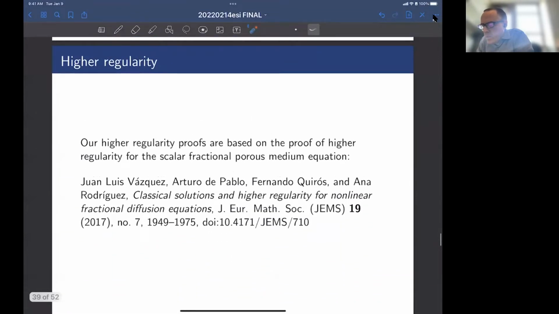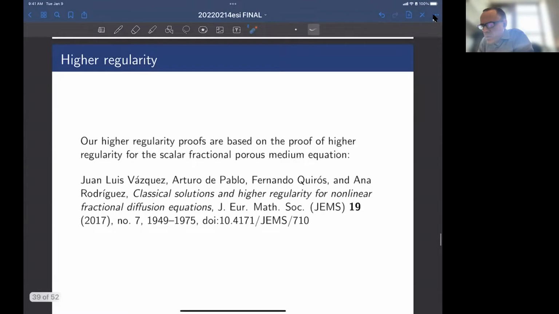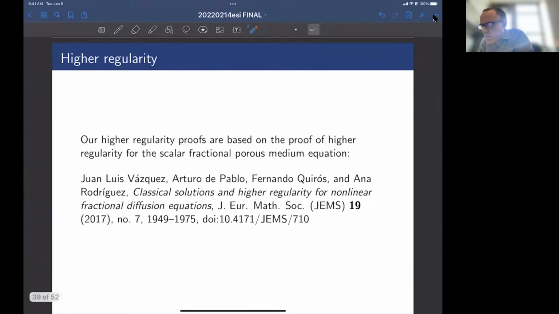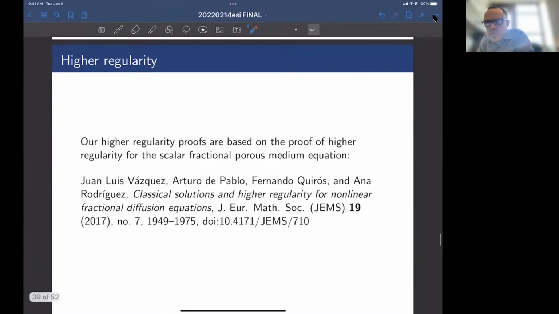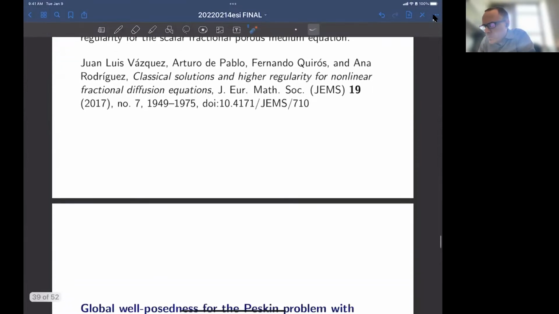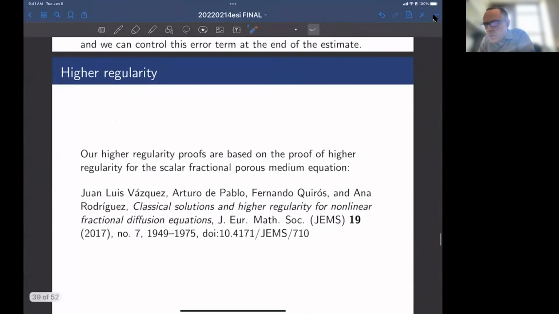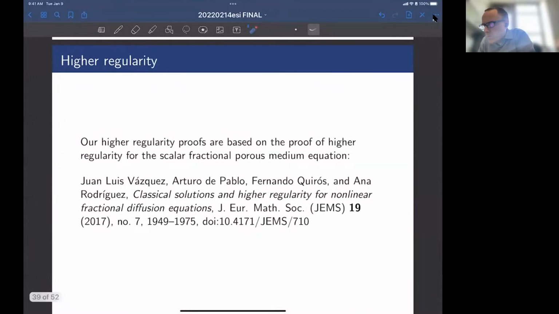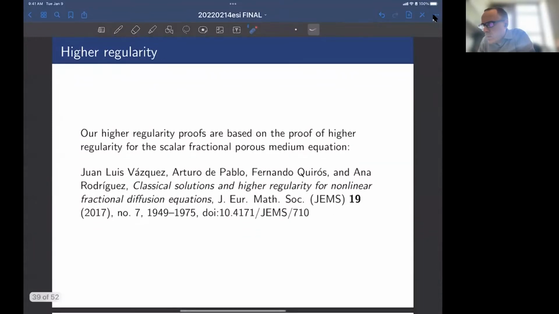Our high regularity proofs are based on the proof of higher regularity for the scalar fractional porous medium equation in this paper by Vazquez, de Pablo, Quirós and Rodríguez from 2017. We were happy to find it. And we were able to adapt their arguments to the vector valued case and to the Peskin problem. I should probably stop here.